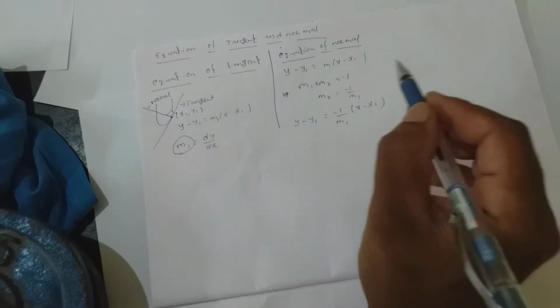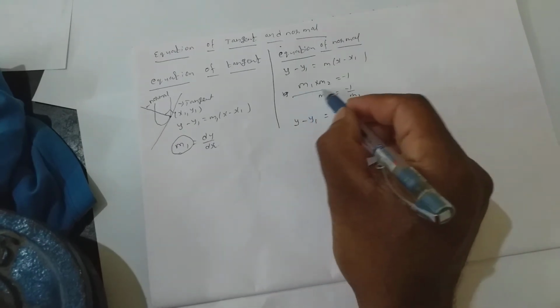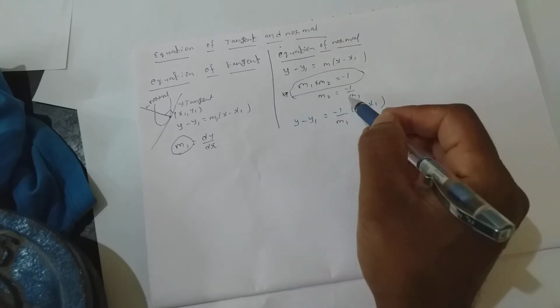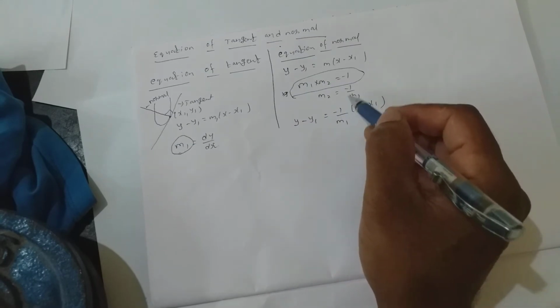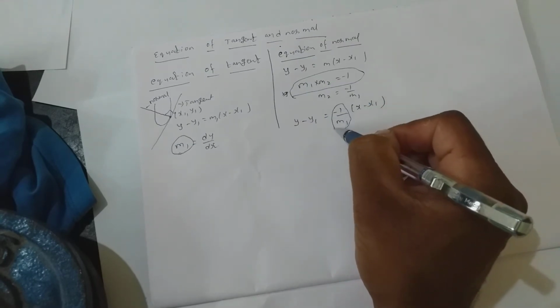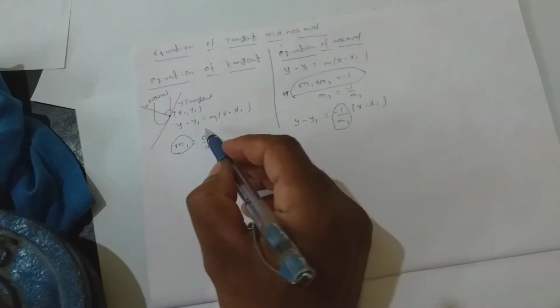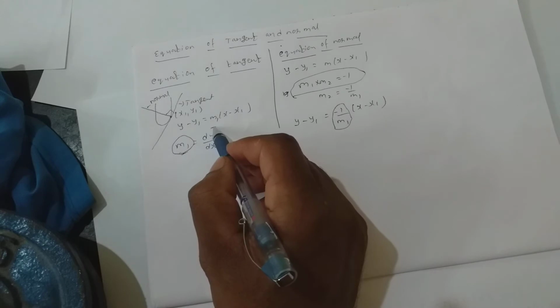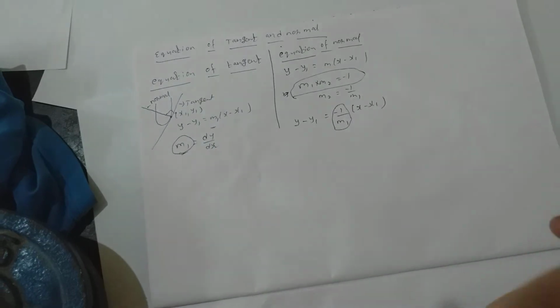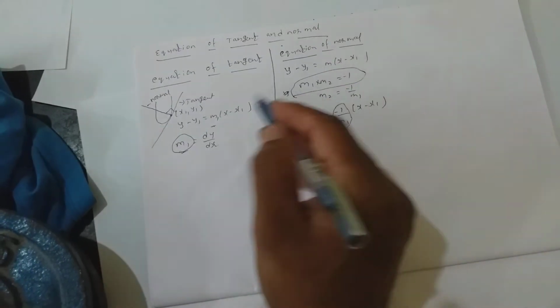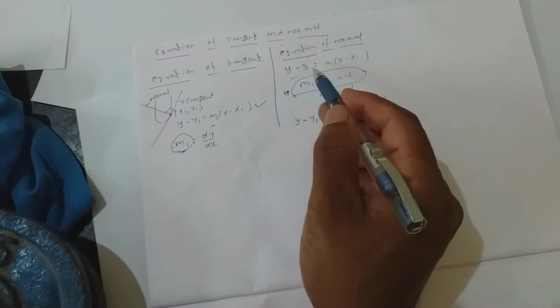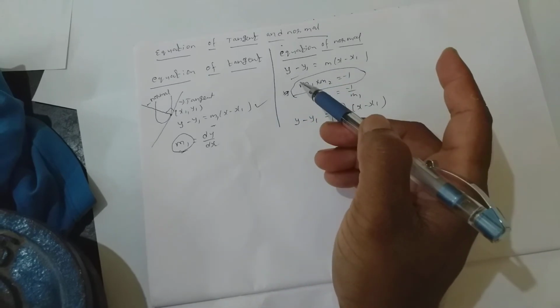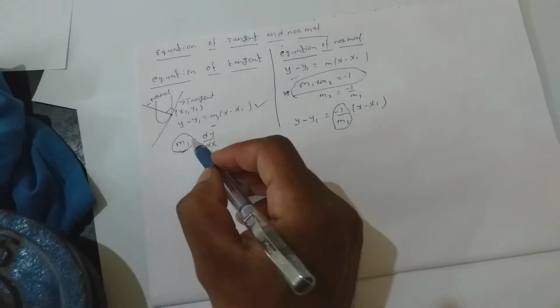Whenever a normal is asked, m1 into m2 equal to minus 1 should be used to find the slope of the normal. Once you find the slope, directly replace it here. If a tangent is asked, directly differentiate, and whatever slope you get, place it over here. Am I clear? For the equation of tangent or normal, the first line will be the same. The difference will come only in the slope.